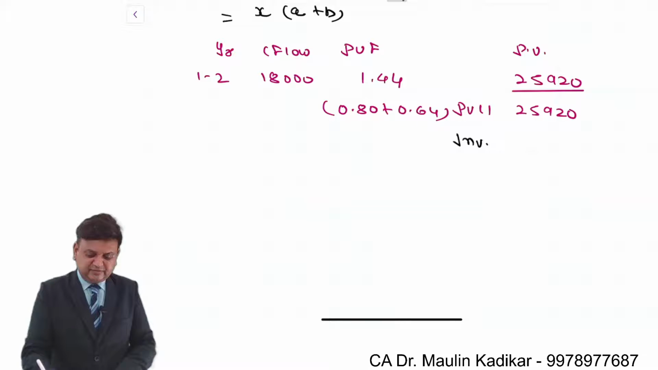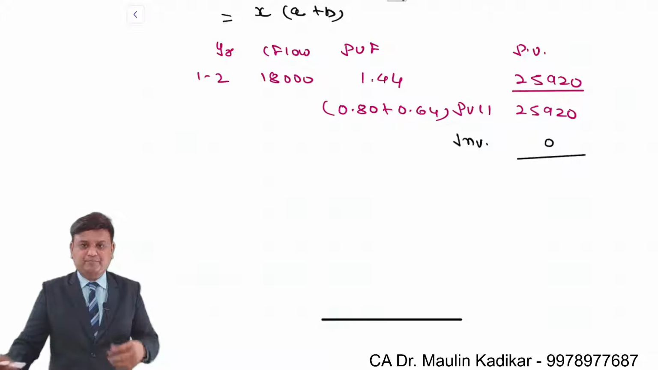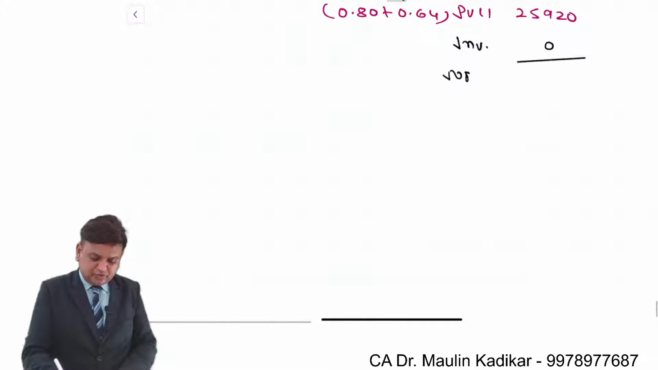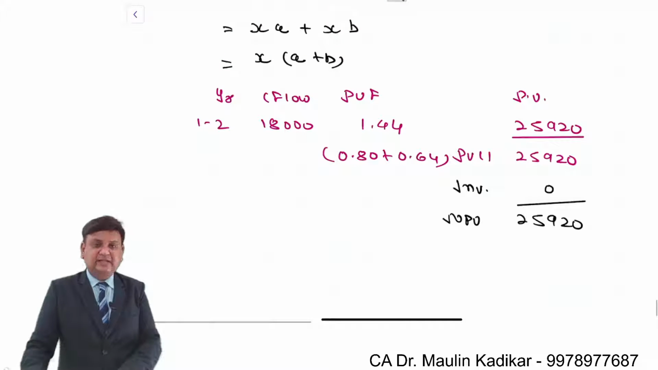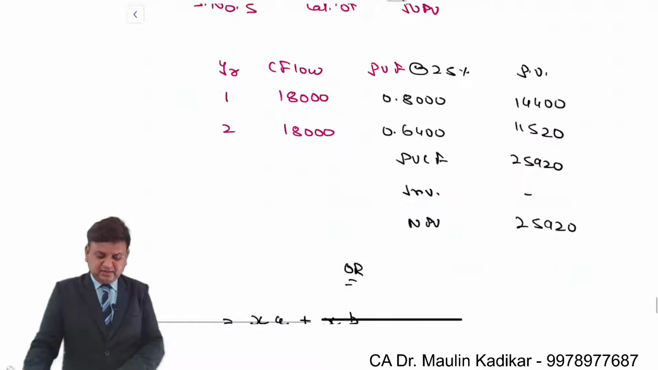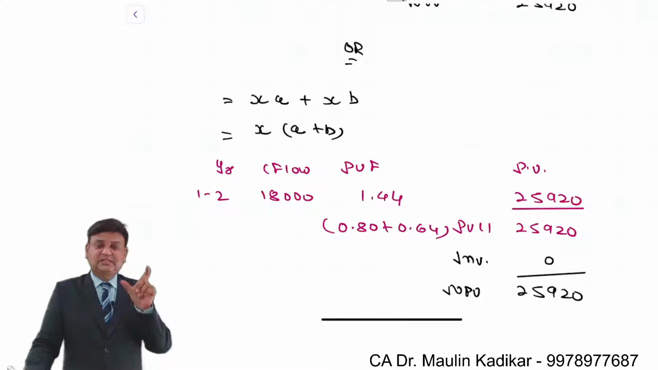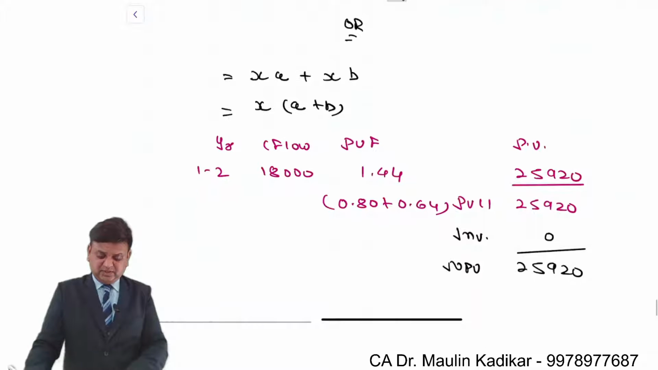What is the amount of the investment? It is 0 once again, and that is the way we can compute the NPV. NPV of the project would be 25920. So you can have either of the presentation of the answer. This is the way the individual year, or you can have the summation of the discounting factors, the years for which the cash flows are same.